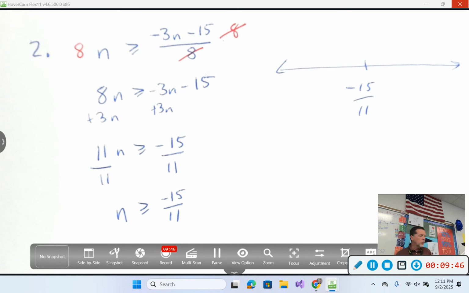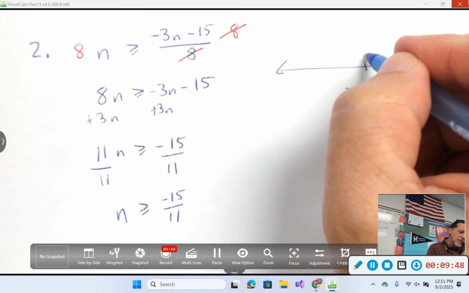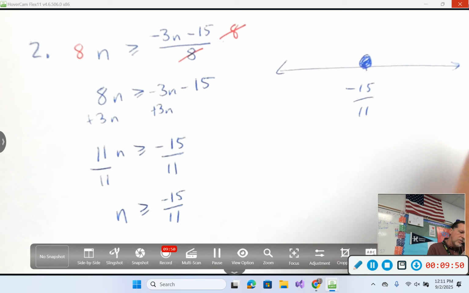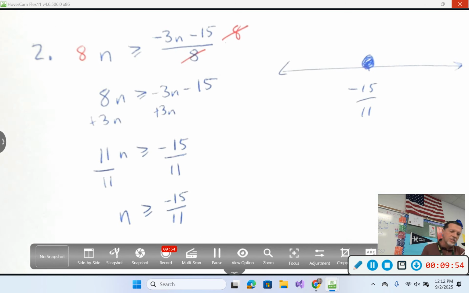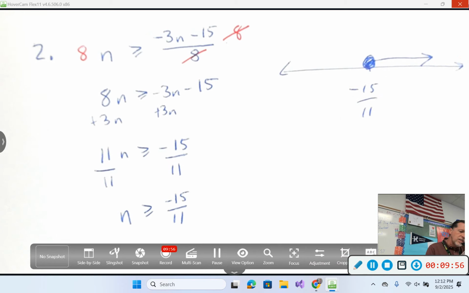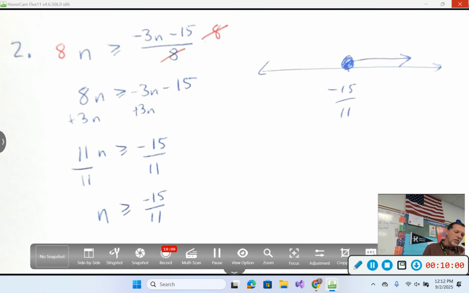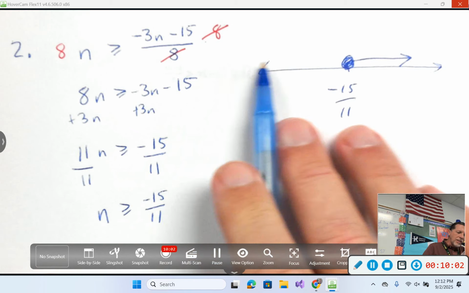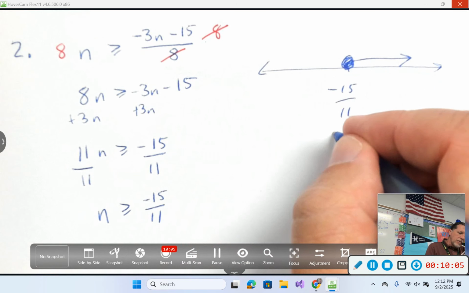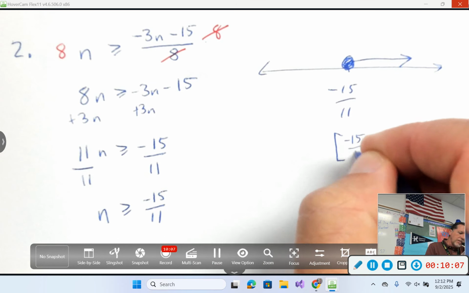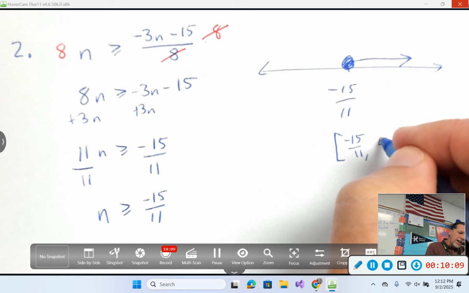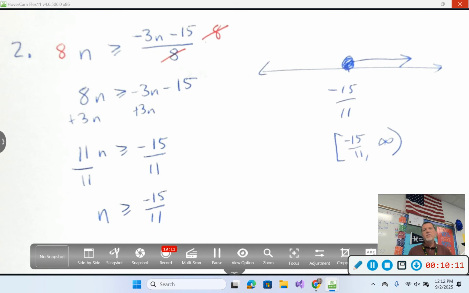Open circle or closed circle? Closed. And where are all my numbers that are bigger than negative 15/11? To the right. And then my interval notation, as I read my graph left to right, the first solution is negative 15/11ths, and there is no last solution. It goes out to infinity.